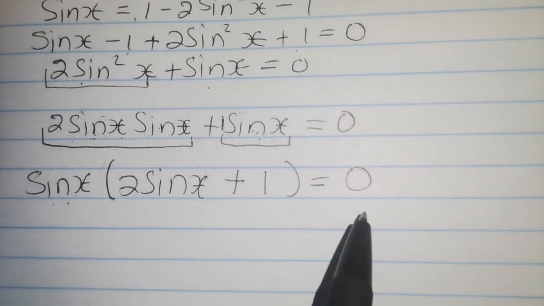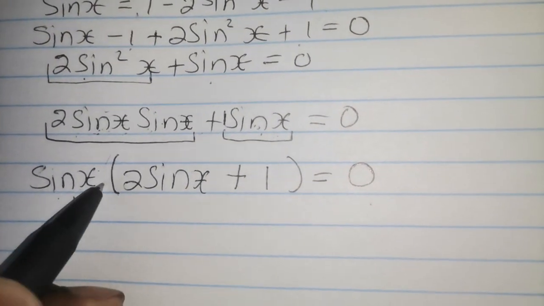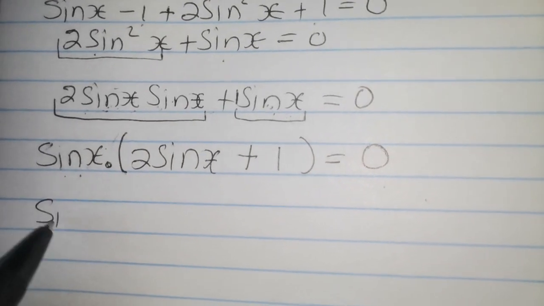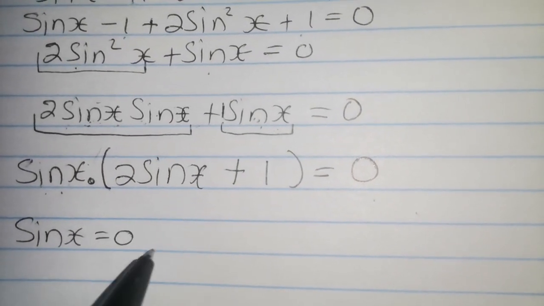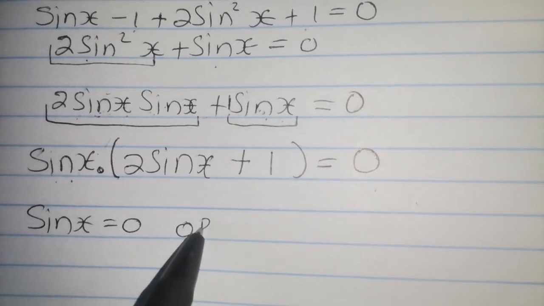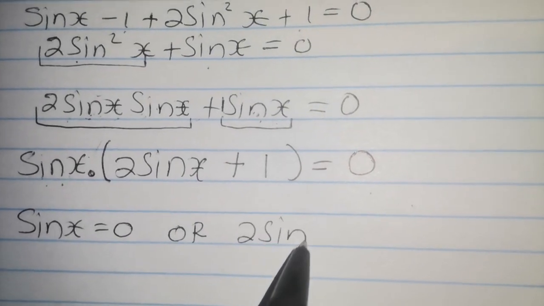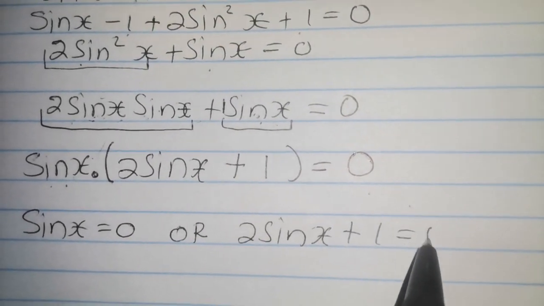Therefore, the common factor is a product equal to 0, so you equate the first factor to 0, which is sine x is equal to 0. You're going to have two solutions. Or 2 sine x plus 1 equal to 0.